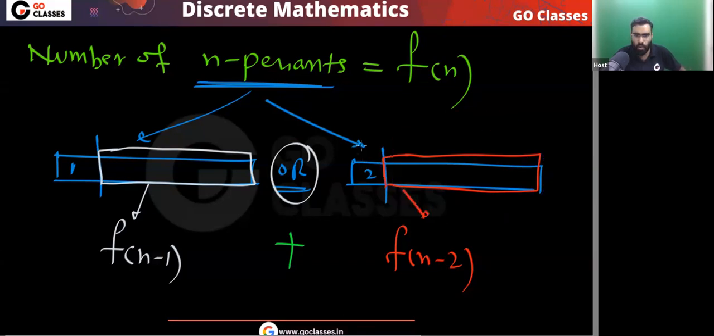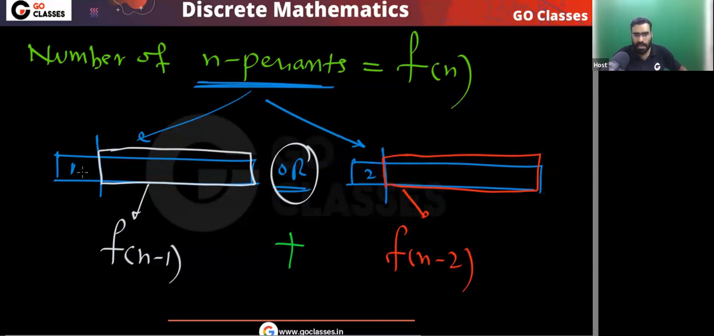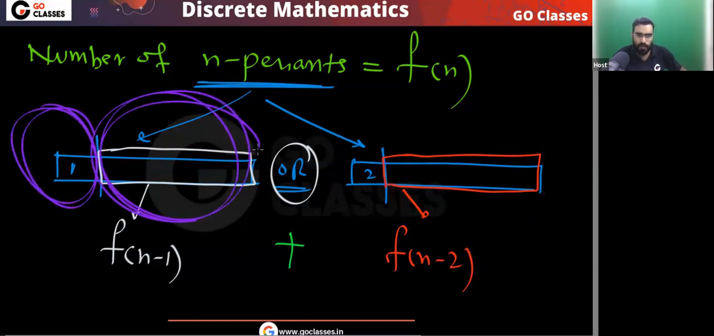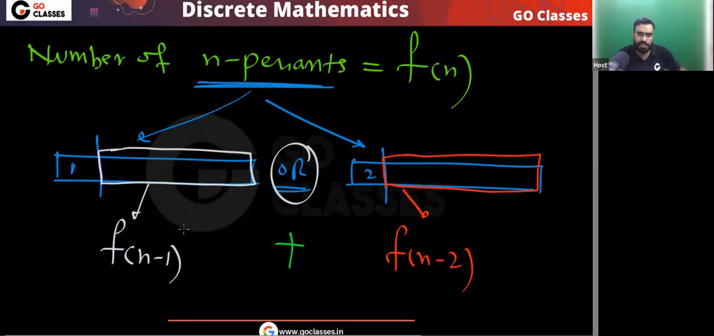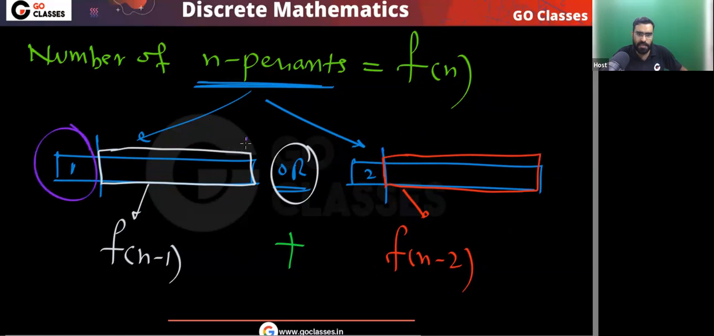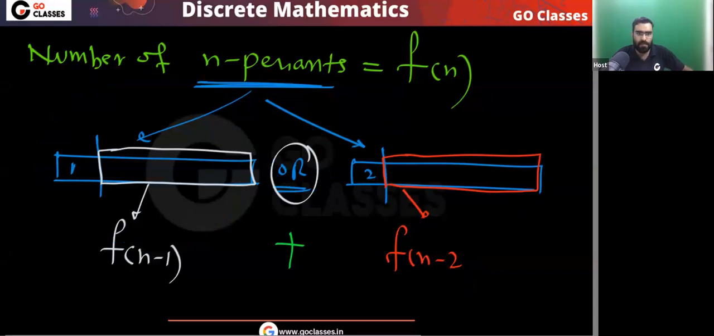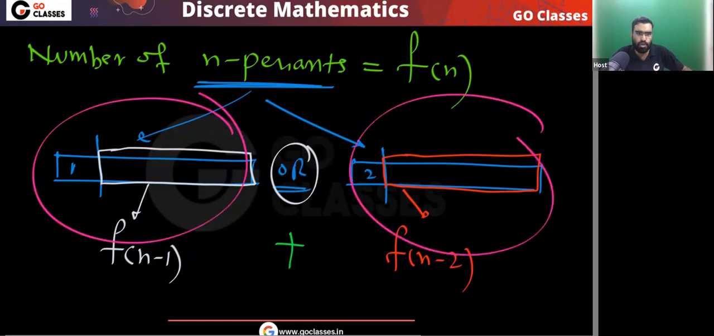If I'm starting with 2, this is fixed. I'm starting with 2, then I can count number of n minus 2 pennants. And if I'm starting with 1, I can count number of n minus 1 pennants. Very simple point. Either I can do this or I can do this, and these are mutually exclusive, because here I am starting with 1, here I am starting with 2, so they are different.